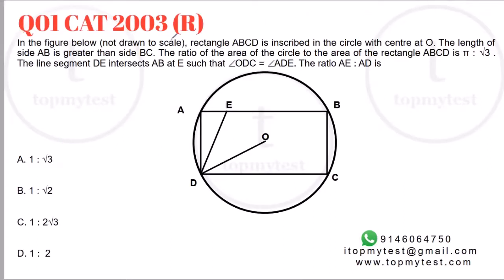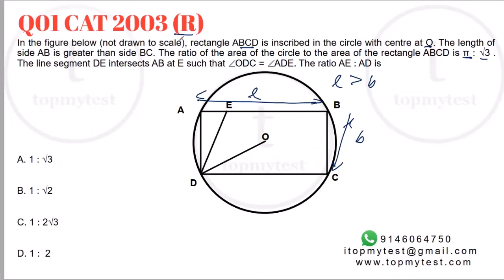The first question is from CAT 2003, the repeat one. Let's see what this is. In the figure below, not drawn to scale, the rectangle ABCD is inscribed in the circle with center O. The length of AB is greater than the side BC. Okay, so AB, let's call it L, is greater than the side BC. L is greater than B. The ratio of the area of the circle to the area of the rectangle is pi by root 3.